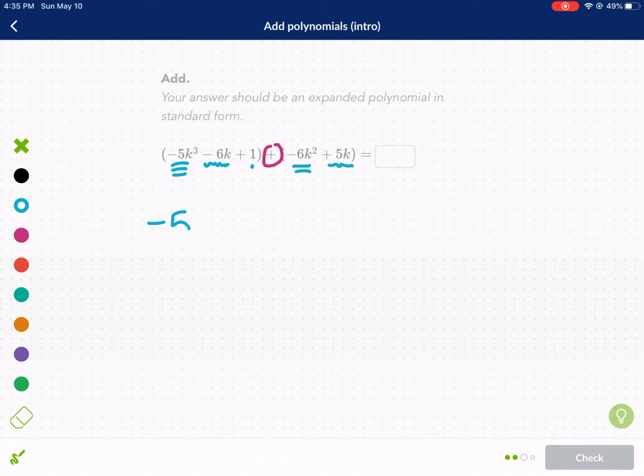I'm going to rewrite it with everything that's combined. Here I have negative 5k cubed. There's no other k cubes. Next is the squared. That's the next highest. This I actually have to combine. Negative 6k plus 5k gives me negative 1k, or just negative k. And then plus 1, there's no other numbers, no other constants. So negative 5k cubed.